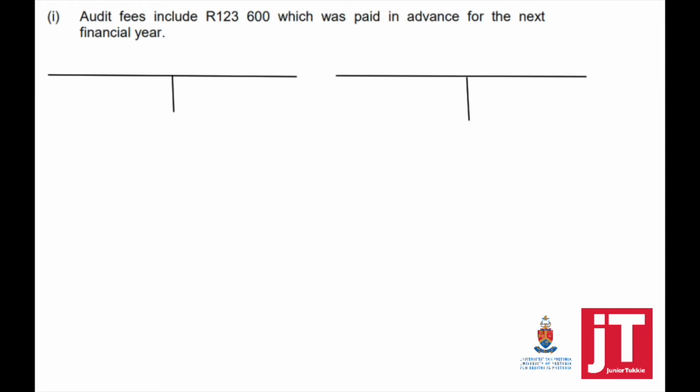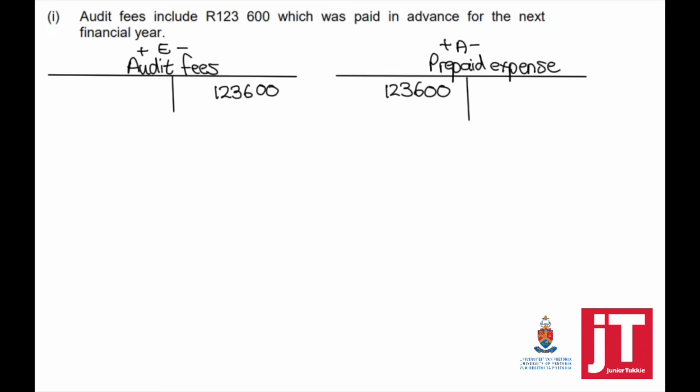If we now look at the adjustments, adjustment number 1, audit fees include 123,600, which was paid in advance for the next financial year. So if it's paid in advance, it means we need to take it out. And audit fees is an expense, so this will appear in your prepaid expense. Audit fees will be credited because our expense will decrease and prepaid expense will be debited.